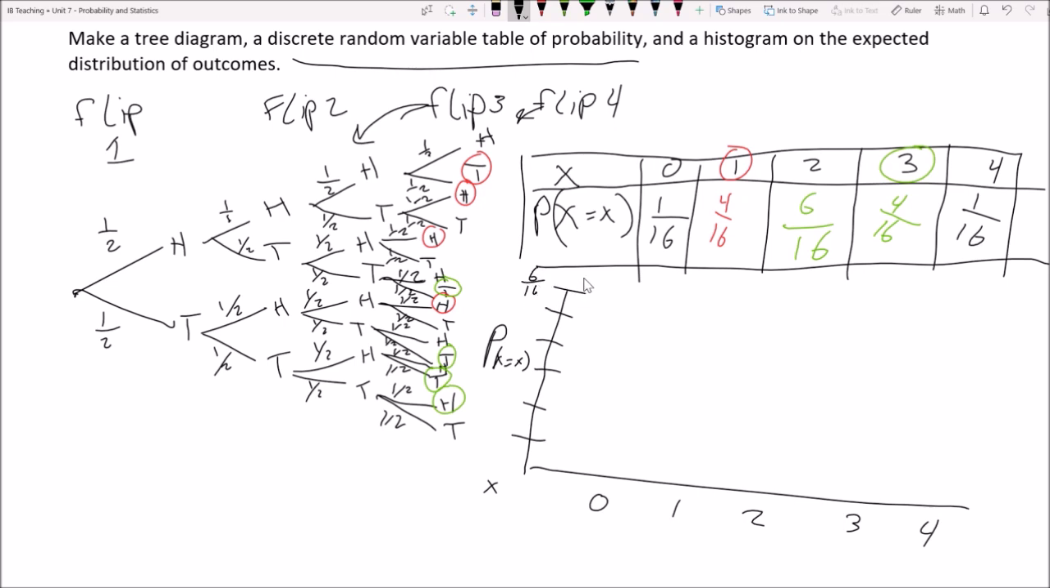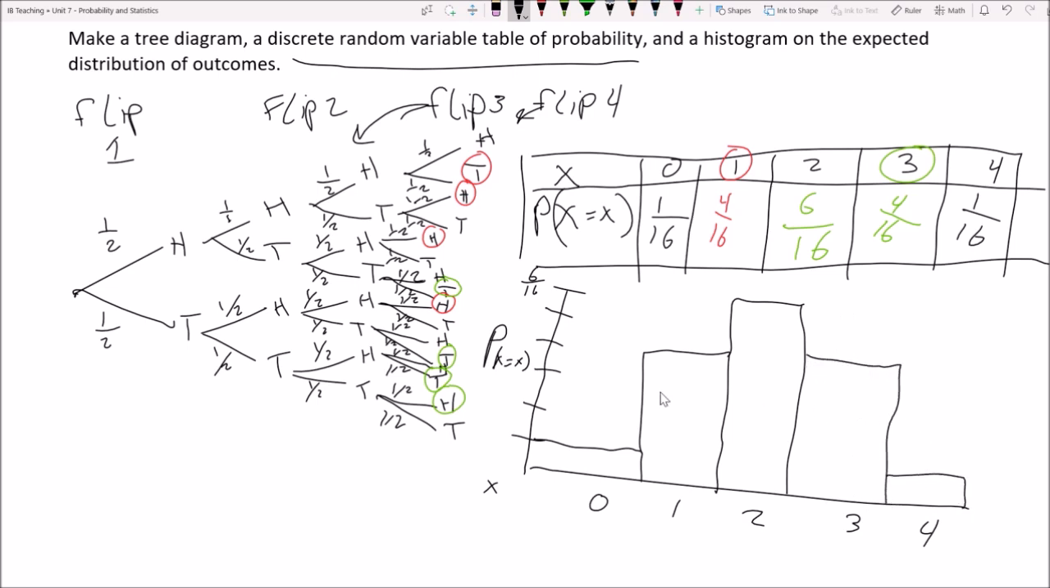And now we can put in these different bars in our histogram. So 1 out of 16 is our first one. And then we have 4 out of 16 corresponds to 1, so it jumps up to 4. And then for 2 tails, it goes up to 6. For 3 tails, it goes back down to 4. And then back to 1. So we have a roughly bell-shaped and symmetric distribution here.